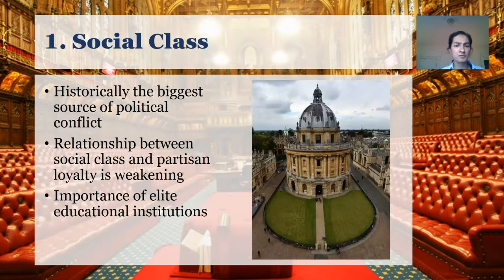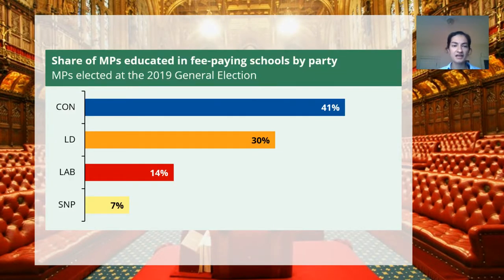Another thing worth noting with respect to social class is that elite educational institutions at both the secondary and the university level are both a symptom and arguably a cause of the class divide and a lack of social mobility in the United Kingdom. If we look at primary and secondary schools, this graph shows you that as of the 2019 general election, the most recent parliament as of this recording, overall 29% of members of parliament elected in that cycle attended fee-paying primary or secondary schools.